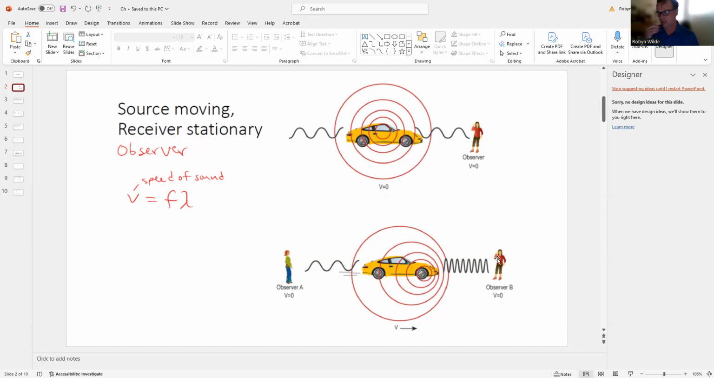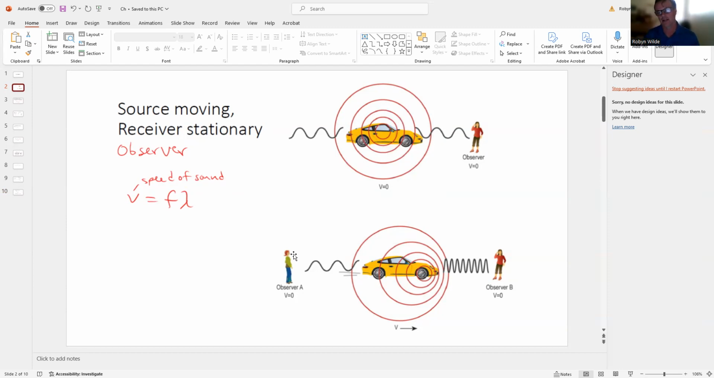So this observer B, who is not moving at this point, would hear an upward shift in frequency. They would observe a higher frequency. Whereas behind the car, the wavelength is going to get longer compared to if the car is just stationary. And observer A behind the car will actually hear a lower frequency.